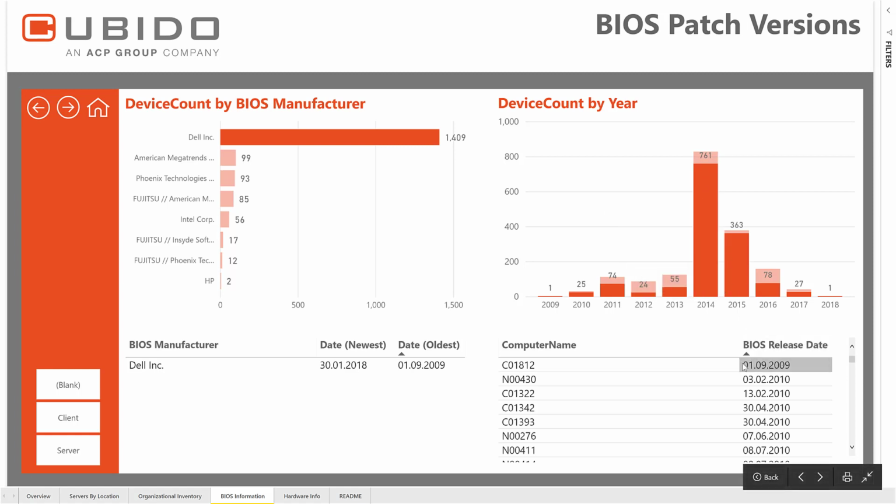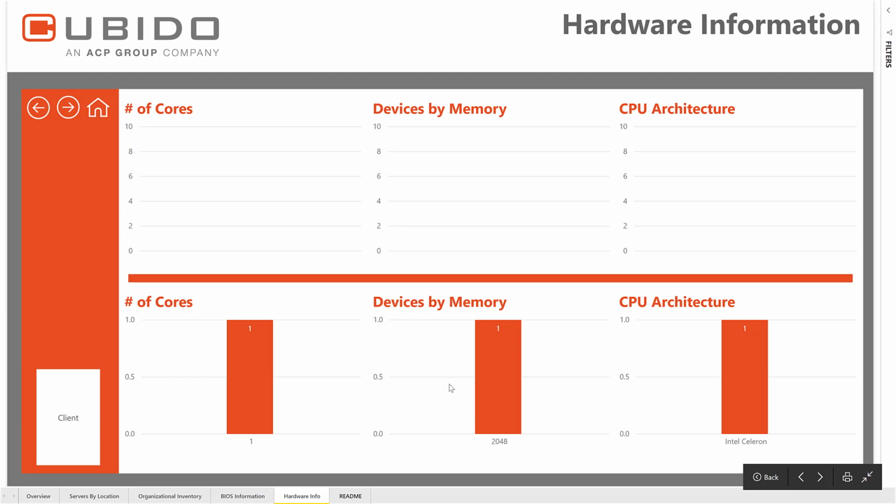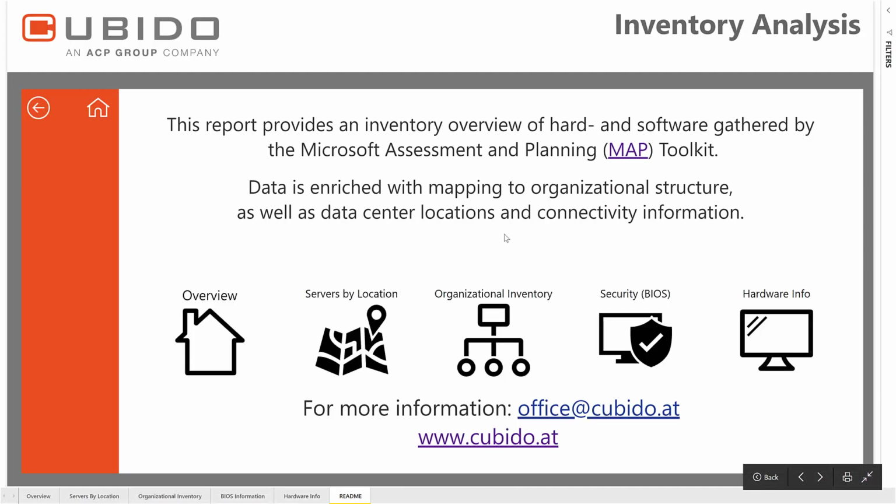And as we can see here, we also have one device that is quite old and has an old BIOS dated in the year 2009. So let's go here to the hardware and we see it's a client with 2 gigs of RAM. It's an Intel Celeron. So it's a very easy and handy way to navigate through the information.